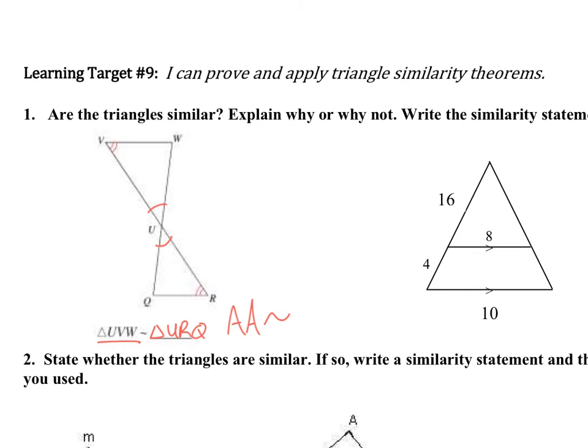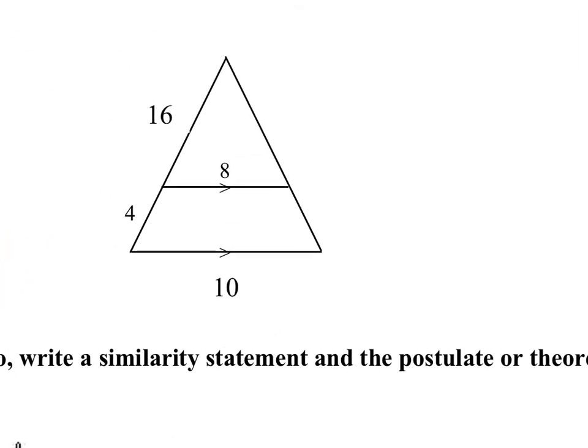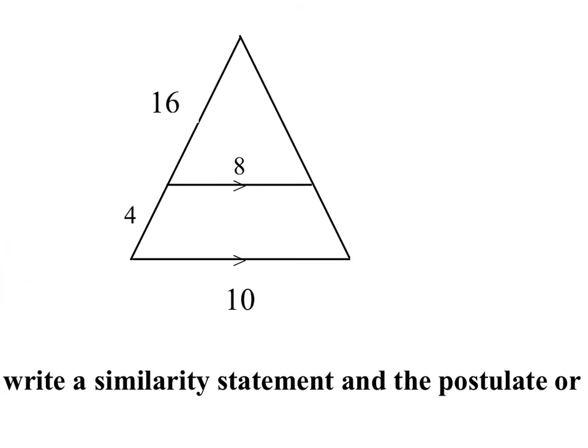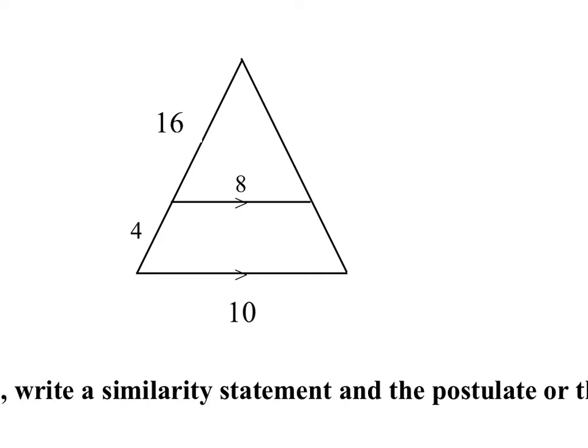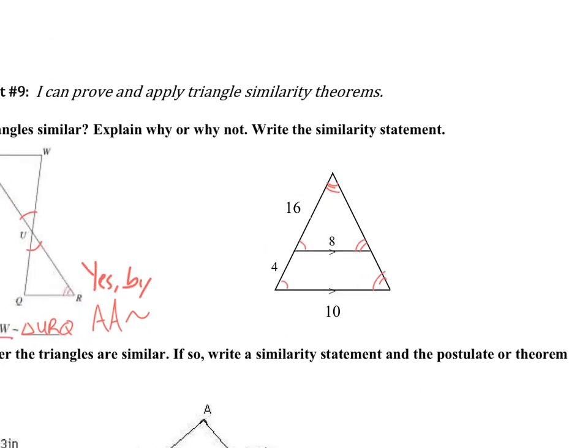Okay, so we should say yes, they're similar. The question up there says, are they similar? We say yes by angle-angle similarity. Okay, all right, this guy, are these ones similar? Well, we can go a couple routes here. We got parallel lines, so we could say that these are congruent because those are corresponding angles. These are congruent because they're corresponding angles. We could also say that this angle is congruent to itself. Okay, now, so we got angle-angle.